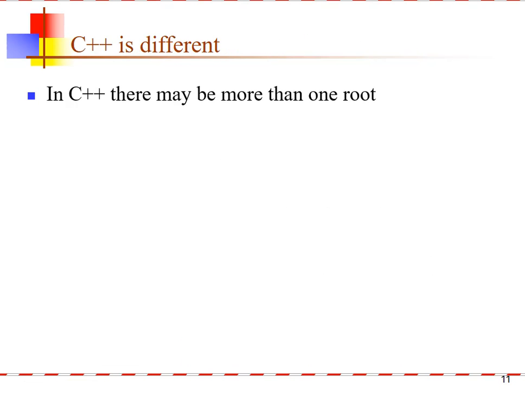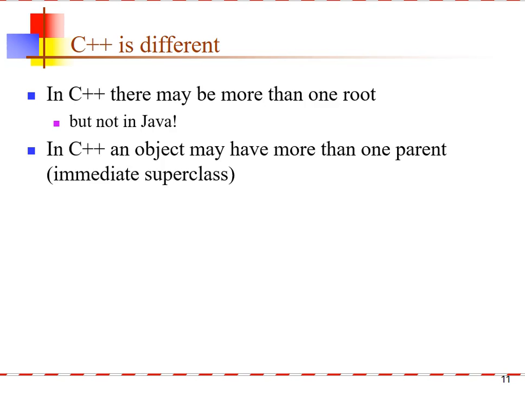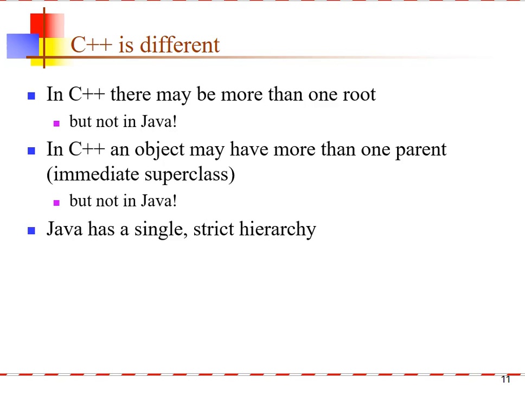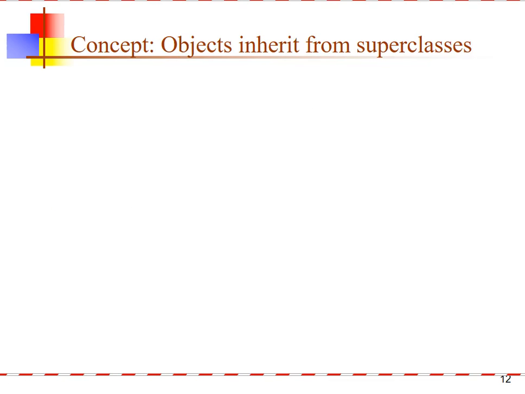And in C++, you can have more than one root, but we are not going to be working with it in that way, but not in Java. In C++, an object may have more than one parent. And again, we are not going to be doing that in our C++, but it is possible. And Java has a single strict hierarchy, but that is not necessarily so in C++. So I just wanted to get to that slide to point out some differences. I don't know if there's really anything else on this slide deck that we are going to look at.